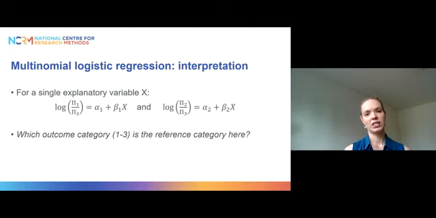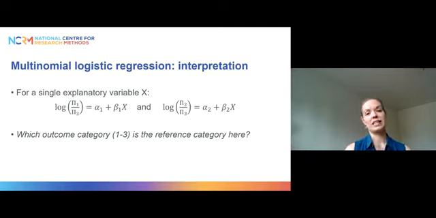So looking at these equations here on the slide, which outcome category 1 to 3 do you think is the reference category here? Remember earlier that I talked about numerators and denominators and their relationship to the reference category. And as you can see, the denominator in both of these equations is category 3. So that means that in whatever our outcome is here, the one that we coded as outcome number 3 is the reference category, and then we compare categories 1 and 2 to that in our models.